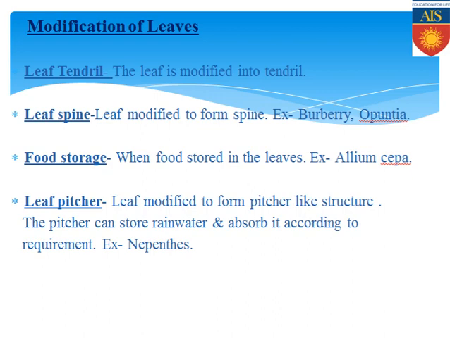Leaf pitcher is a pitcher-like structure which has been produced from the leaf. This pitcher can store rainwater, and it is also responsible for capturing various insects and small frogs, so that the plant can take the nitrogen from those small frogs and insects. So obviously this leaf pitcher is a modification of the leaves, and it is also very colorful, showing red or purple color. Example, Nepenthes. Nepenthes is the pitcher plant. You can see the figure.